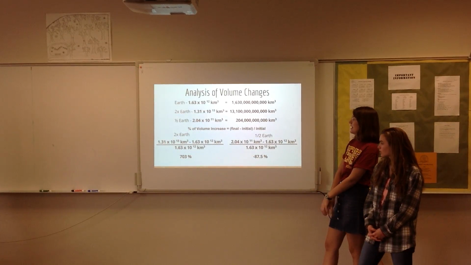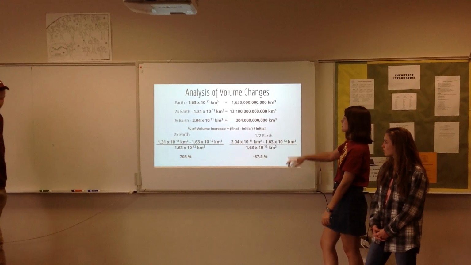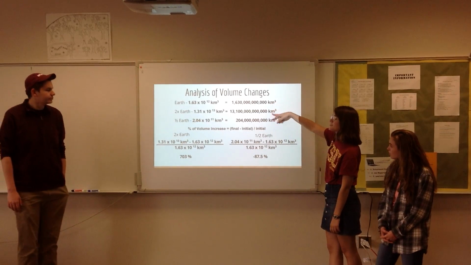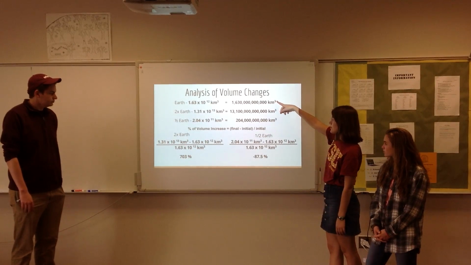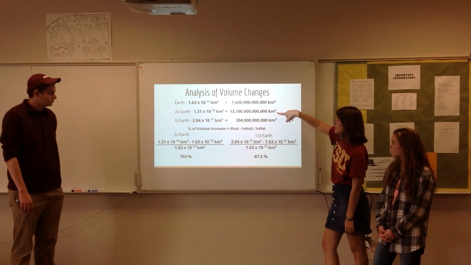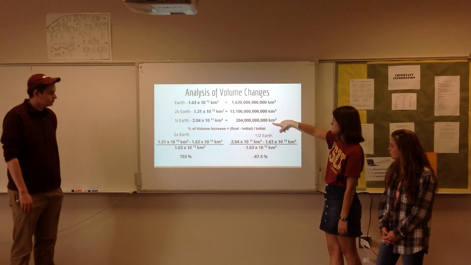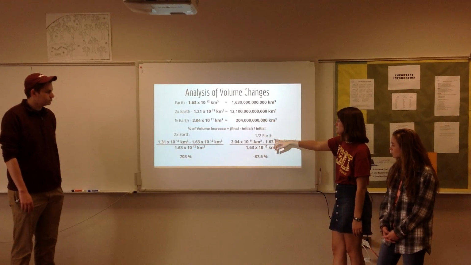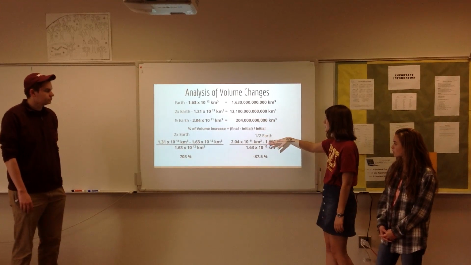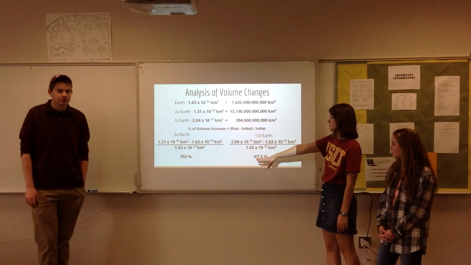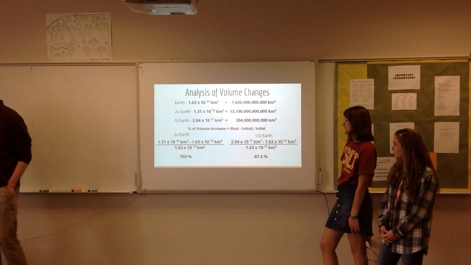So then the analysis of the volume changes. These are the numbers typed out, so it's a little more visual, of what the actual Earth's volume is. This is the 2 times Earth's volume, and then this one's half. And then we use the formula that Maddie and Claire used yesterday, the percent of volume increase. And here are the percentages, so it's pretty interesting.